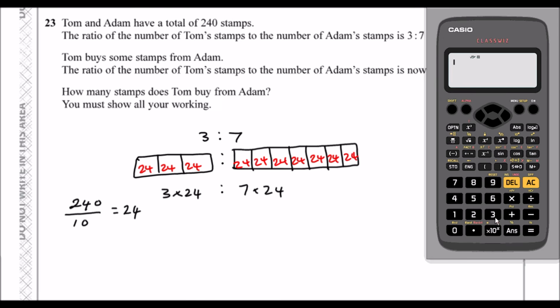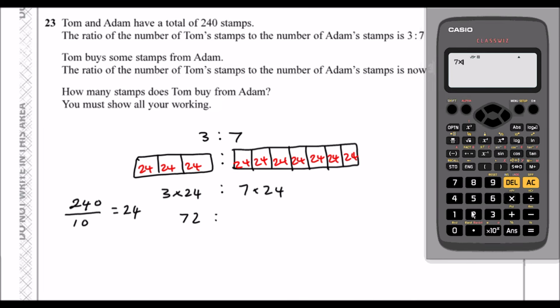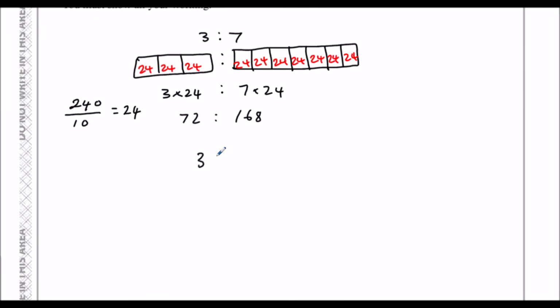And we can work out how many that is on a calculator. So 3 24s are 72. 7 24s are 168. So that's how many stamps they start with. And then after Tom buys some stamps, the ratio changes to 3 to 5. So 3 parts and 5 parts.